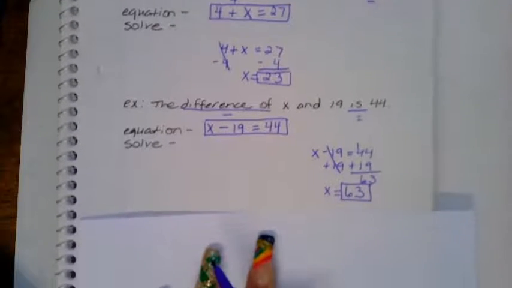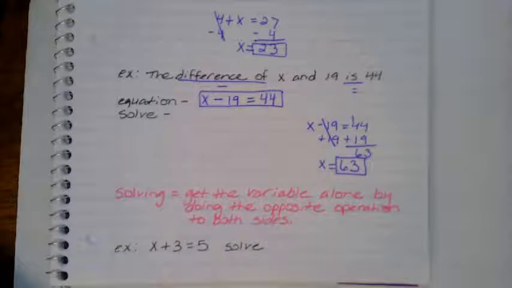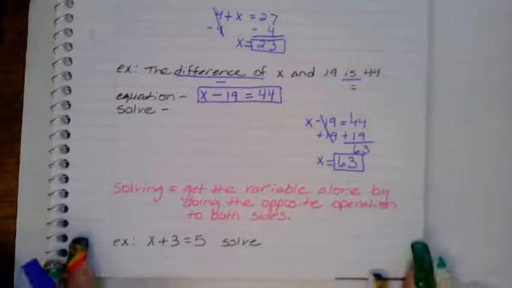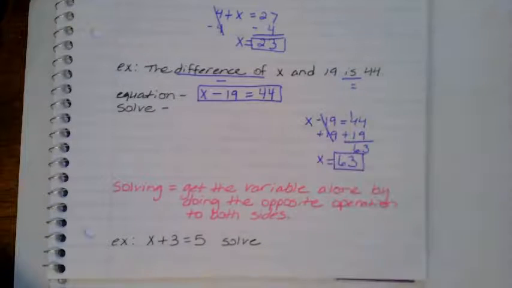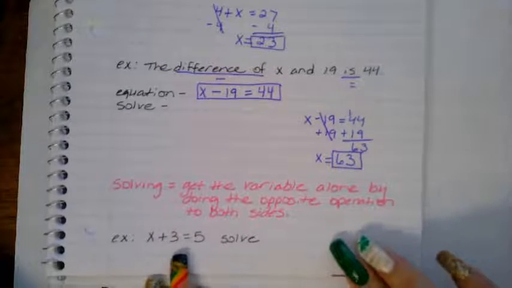Alright. Let's look at what solving means. Okay? So, solving means to get the variable alone by doing the opposite operation to both sides. And we did this already, right? We did 2 examples of this already, along with translating. Did a double whammy. Okay, so let's look at this guy.